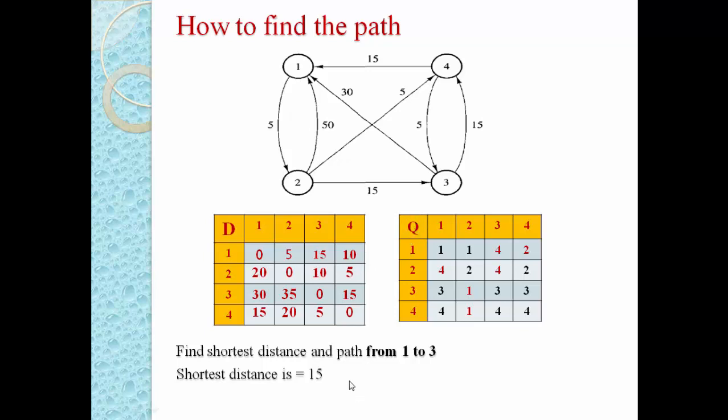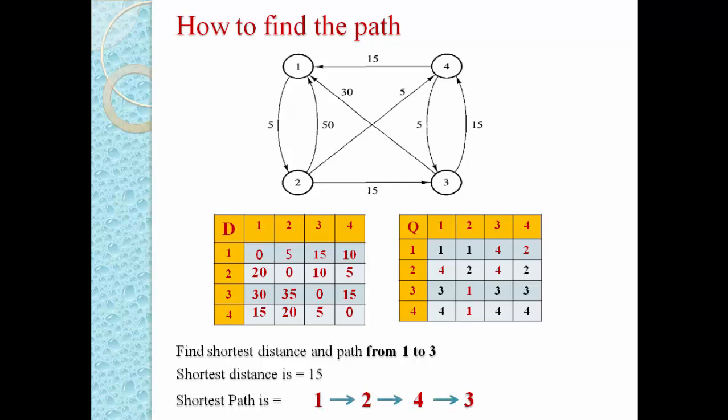As per the capital Q matrix, if you want to reach from 1 to 3, at that time we have to check first row third column, and the answer is 4. It indicates that if you want to reach from 1 to 3, we have to use 4 as an intermediate node. But there is no direct path from 1 to 4, so we have to check first row fourth column. First row fourth column is equal to 2. It indicates that if you want to reach from 1 to 4, then we have to use 2 as an intermediate node. Now again we check from 1 to 2. First row second column is equal to 1. So 1 itself is the intermediate node.